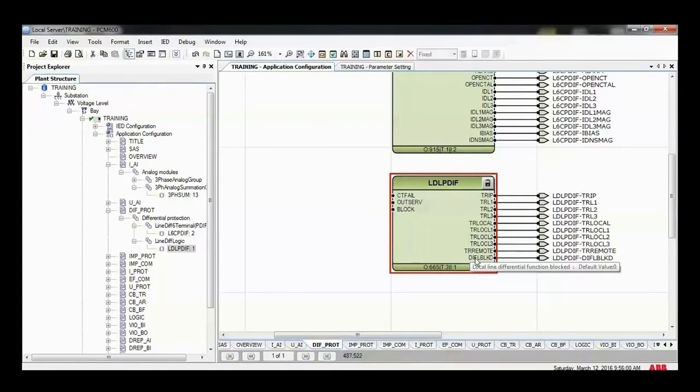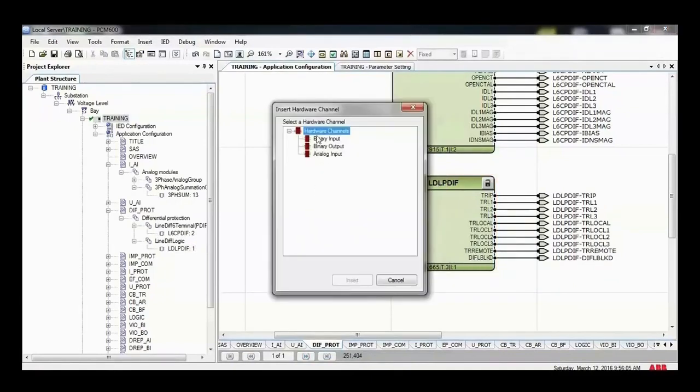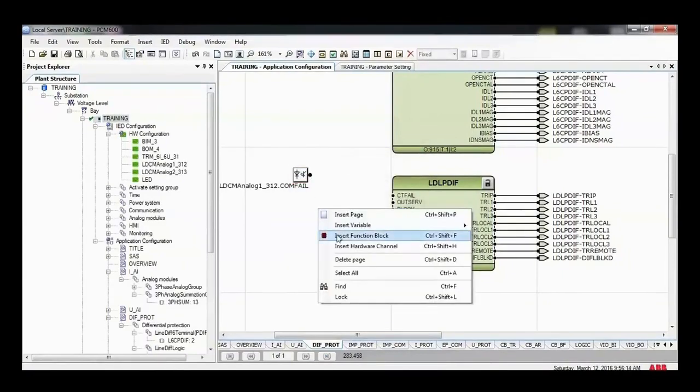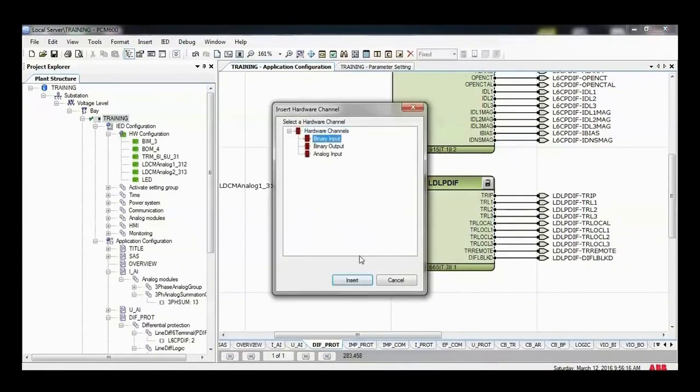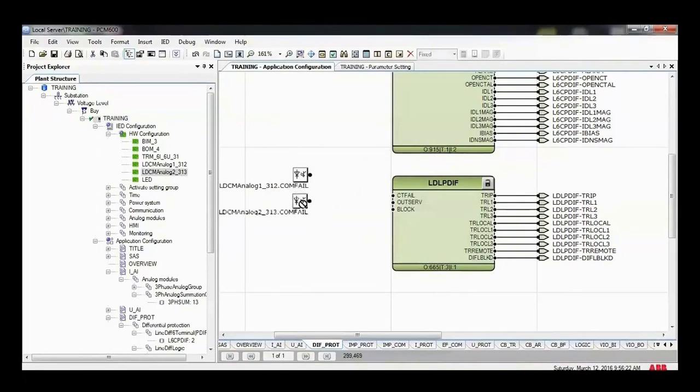But this block signal doesn't actually come out with the channel. So what do we do? We suggest we come here like this, and we say insert hardware channel. Choose the LDCM, take the communication fail. Do the same for hardware channel, binary input. And 303 in its originality. Does it take these two like this?